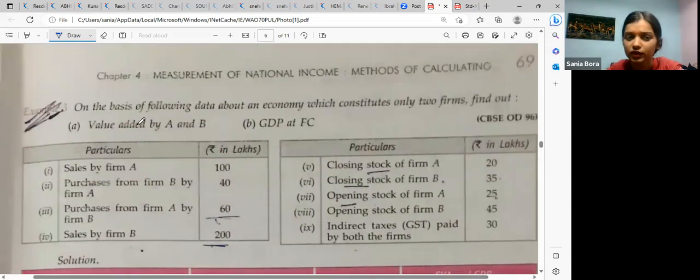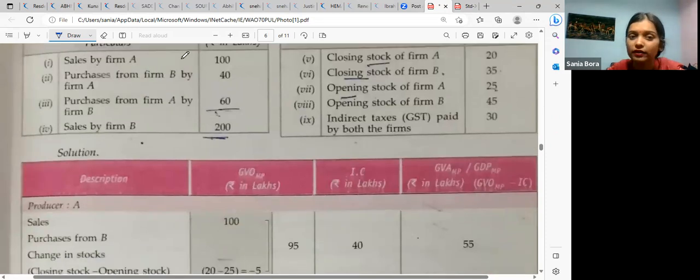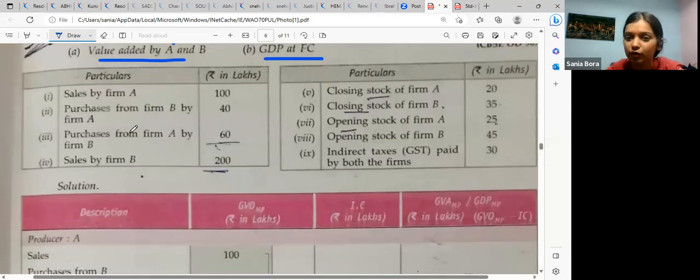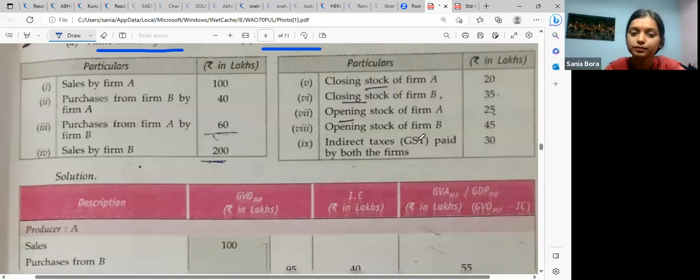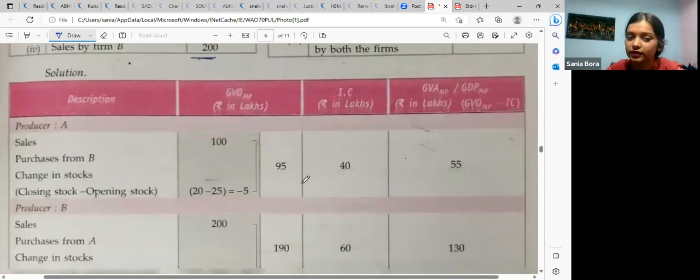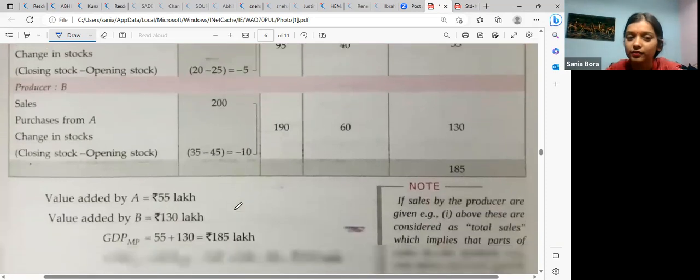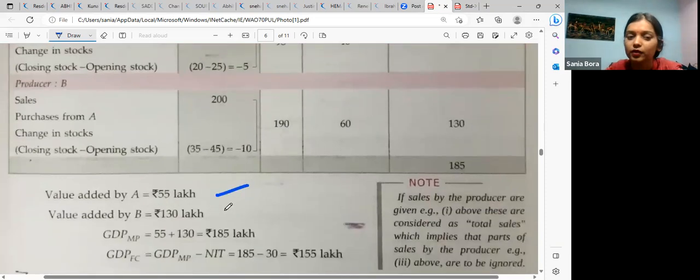This one. First of all, on the basis of the following data, you have to find value added by A and B. And then second is GDP at FC. Now over here, they have asked you value added by A and B. So first of all, everything is there for firm A and firm B. Here also the entries are firm A and firm B. So for firm A, you have to calculate differently. Firm B, you have to calculate differently. Clear? I already told you how to do that. Yes? Then value added by A will be this and value added by B will be this.